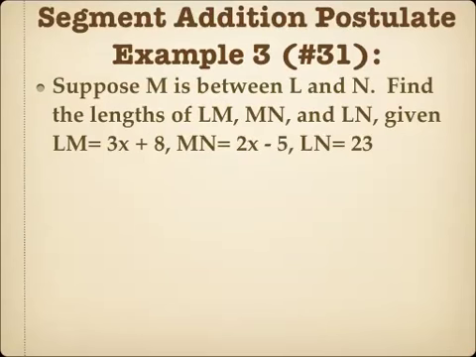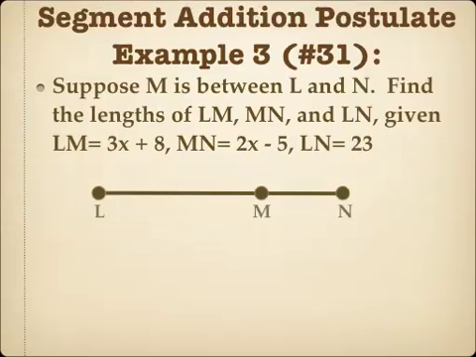Segment addition postulate example 3 says that suppose M is between L and N. Find the lengths of LM, MN, and LN. Given LM equals 3x plus 8, MN equals 2x minus 5, and LN equals 23. Again, feel free to draw yourself a picture. It's easier to see that way.